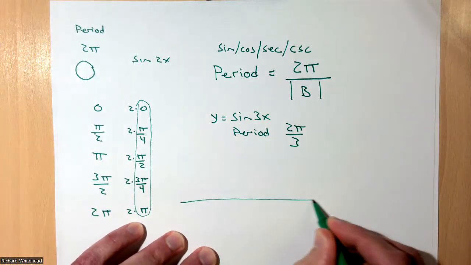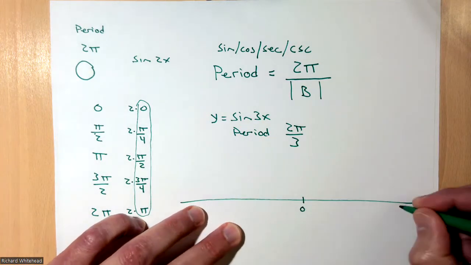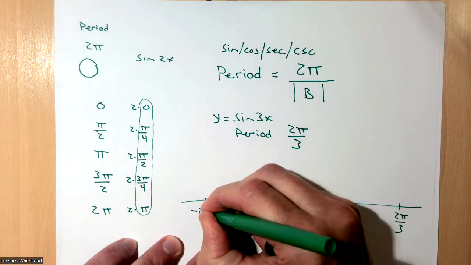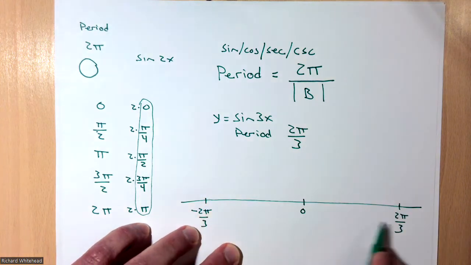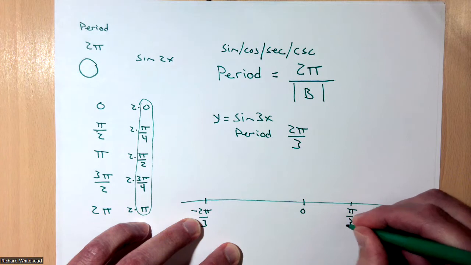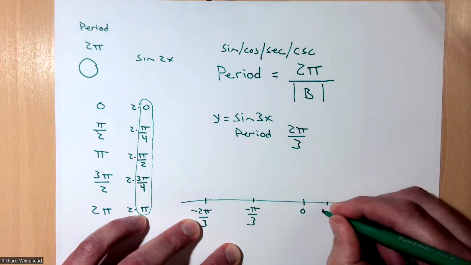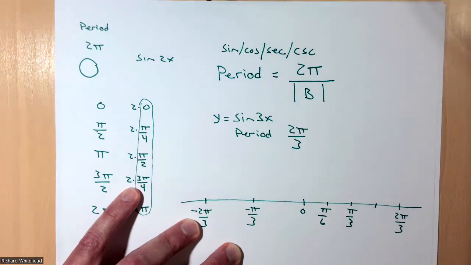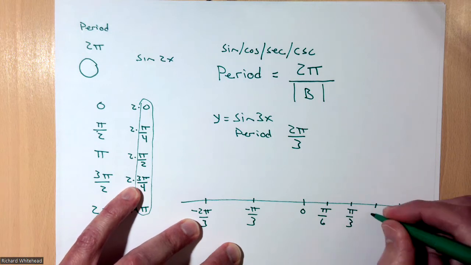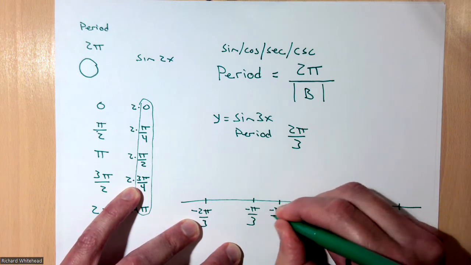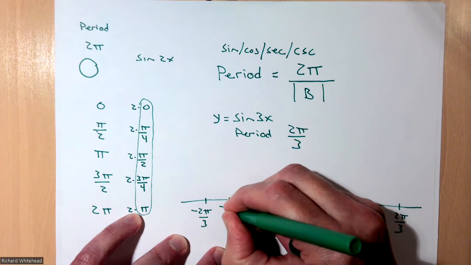Now, here's where this gets ugly, though. Because if your period is 2 pi over 3, that means you have to go 2 pi over 3 spaces to the right, negative 2 pi over 3 spaces to the left. Then you have to start chopping these up into nice balanced pieces. So sometimes the chopping can get a little tricky. What's this one going to be? That's pi over 2. And this one's going to be negative pi over 6 and negative pi over 2.